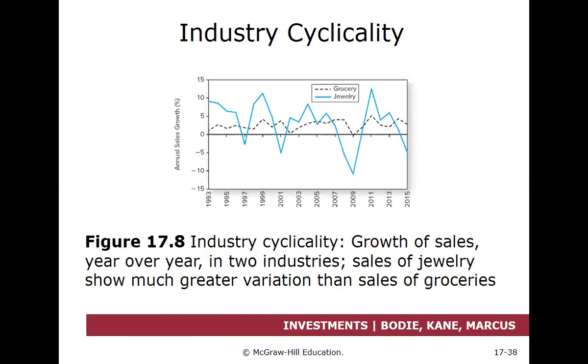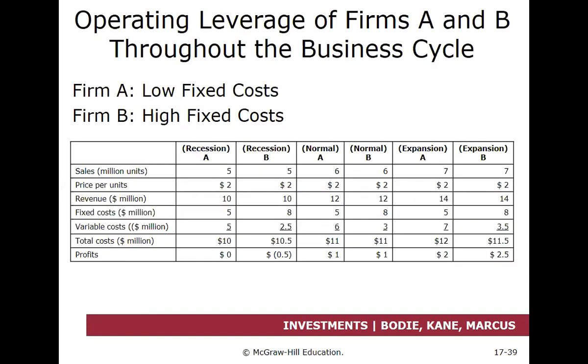This is an example of industry cyclicity. Industry cyclicity, growth of sales year over year in the industry. Sales of jewelry show much greater variation than sales of groceries. Operating leverage of firms A and B throughout the business cycle. Here is the example of firm A and firm B. Firm A has a low fixed cost and firm B has a high fixed cost. So you can compare firm A and firm B in the recession stage.